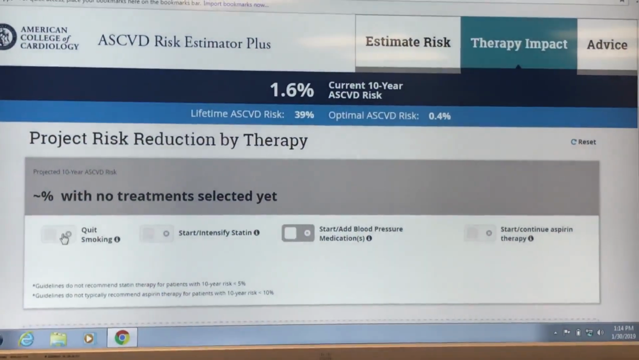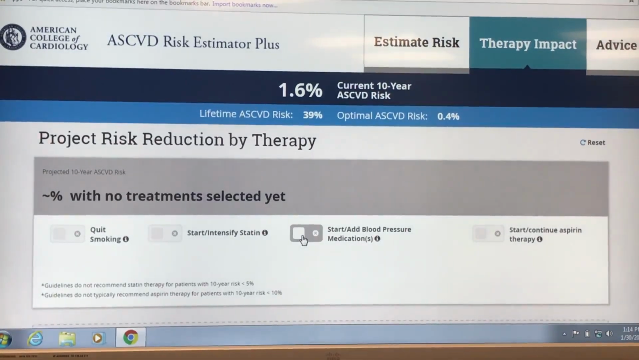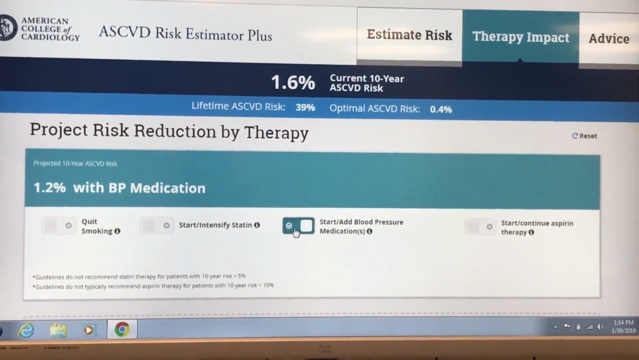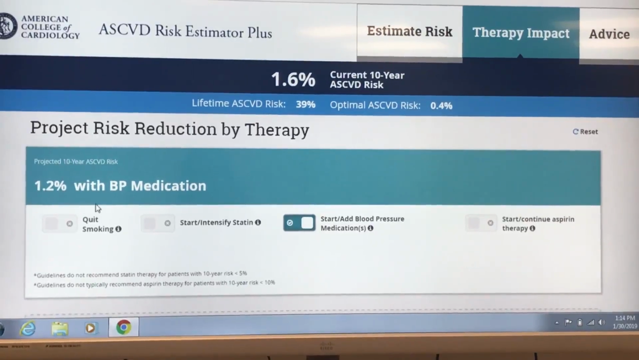There are 4 categories. The only thing that we're able to do is start her on blood pressure medication. Her blood pressure was slightly above what the recommendation is. So if we added that, it would be 1.2%.